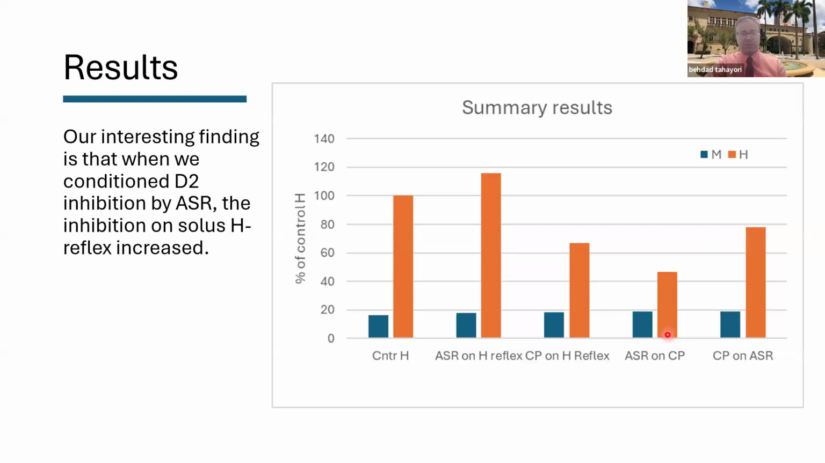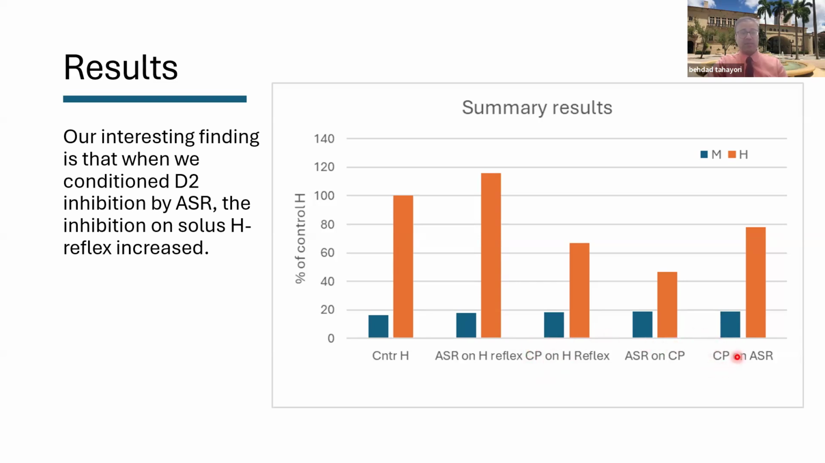So we have CP conditioning, and we have this auditory stimulation prior to CP conditioning. And as you can see, it even further inhibits the H-reflex. So if I compare this one, which is CP only, and this one, which is conditioned by ASR auditory stimulation, you see further inhibition. We assume the ASR has activated the interneuron, most probably the interneuron of the common peroneal.